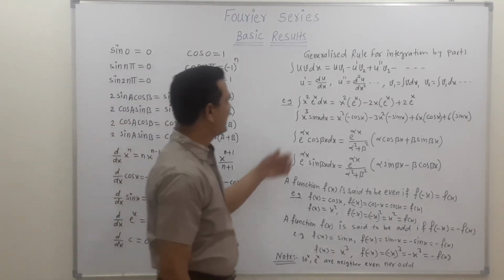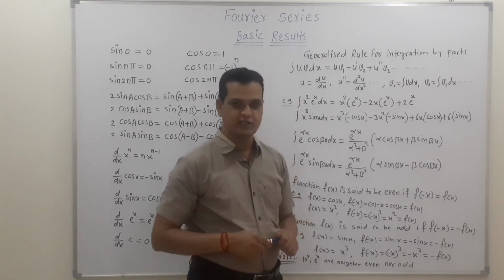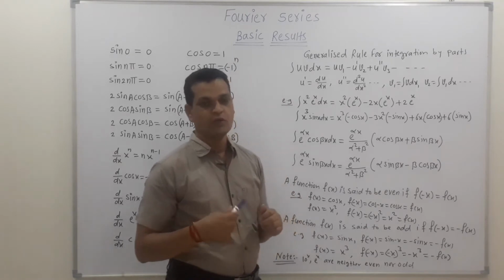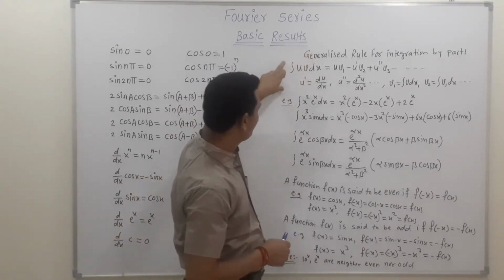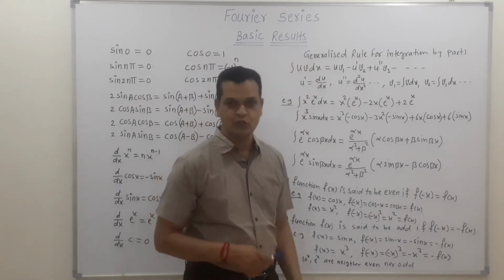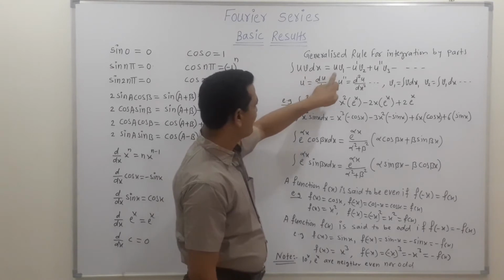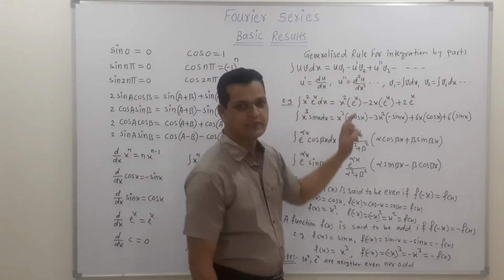Then friends, we are learning the next concept, which is called the generalized rule for integration by parts. Up to 12th standard you already know the rule for integration by parts. This is the generalization of the integration by parts rule. This rule says that the integration of u v dx is equal to u into v1 minus u dash v2 plus u double dash v3 and so on.